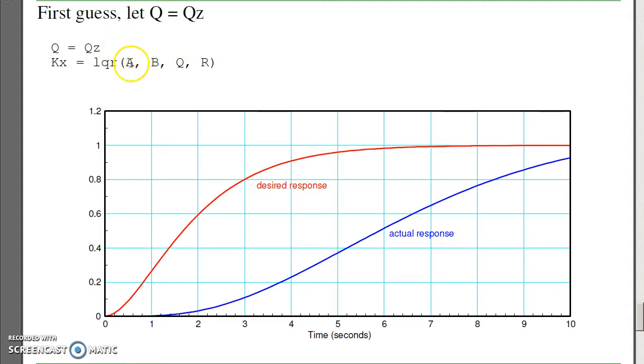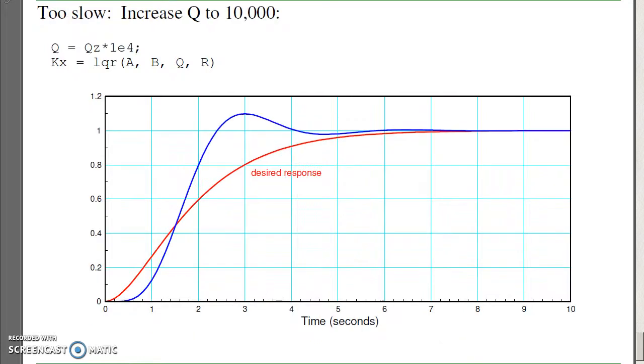Find the feedback gains, close the feedback loop, take the step response. The red line is what I want. The blue line is the actual step response. It's too slow. So what you do with LQR techniques when you're too slow is crank up Q. Iterating a couple times, keep on cranking up Q until you're fast enough. Eventually wind up with 10,000 for Q. That gives me the blue line. It's now plenty fast. I get this overshoot, however.